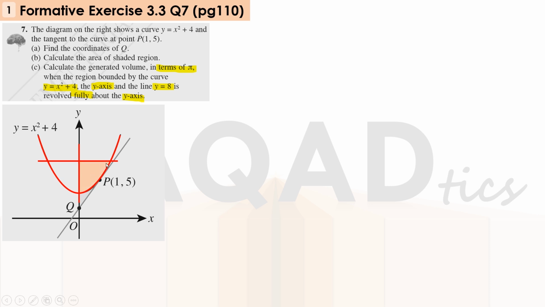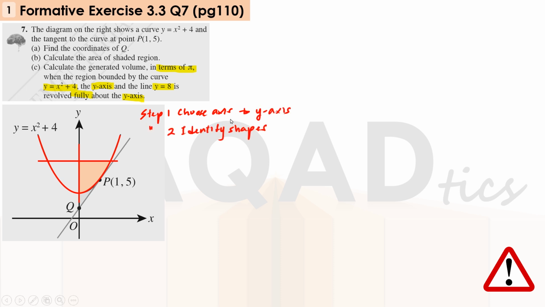Okay, so to find volume, we have 2 steps. So the first step is to choose our axis, similar to finding area, but the difference is the question will tell us to use which axis. So here is the y-axis.